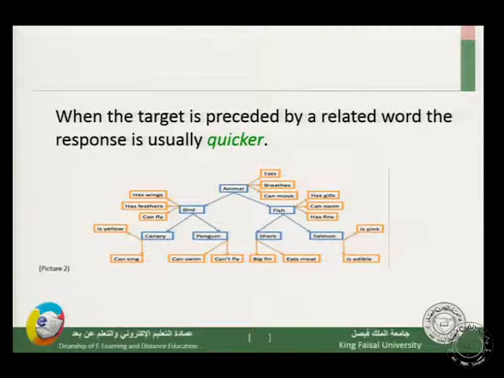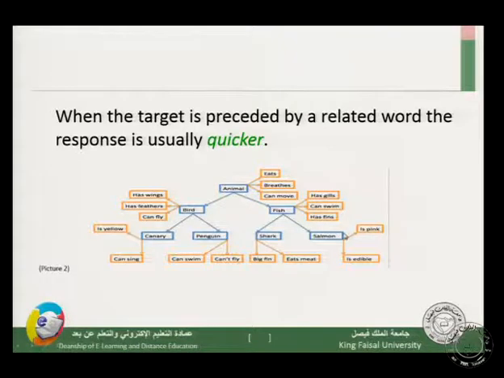as you hear the word fish, it will be easier for you to decide whether the word salmon, which you have here at the bottom right, is an English word or not. It would be easier for you to decide, for example, whether the word shark is an English word or not if you have the prime before it, which is the word fish.